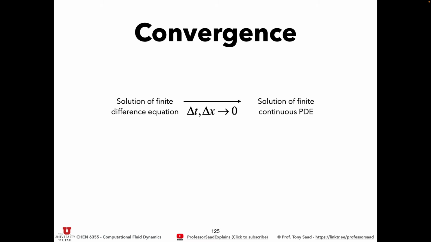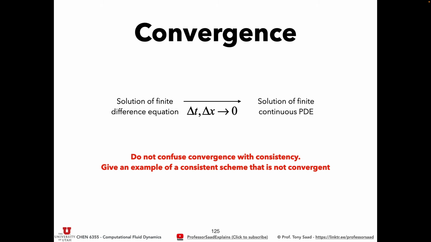Convergence is the third pillar of numerical methods, and it says that a scheme is convergent if the solution of the finite difference equation goes to the solution of the continuous PDE as you shrink delta t and delta x. And you're like, well, how is that different from consistency? It is very different. So do not confuse convergence with consistency. And I'm asking you now, can you think of a scheme that is consistent but not convergent?